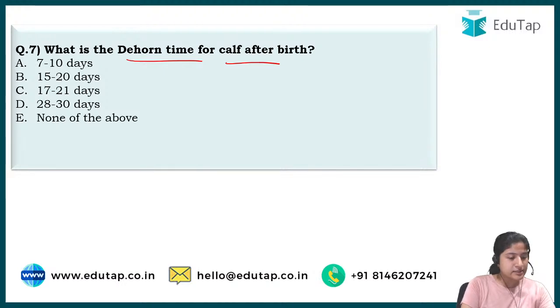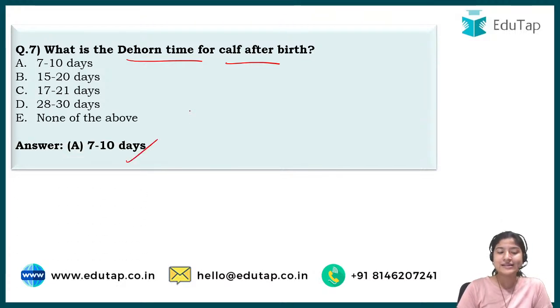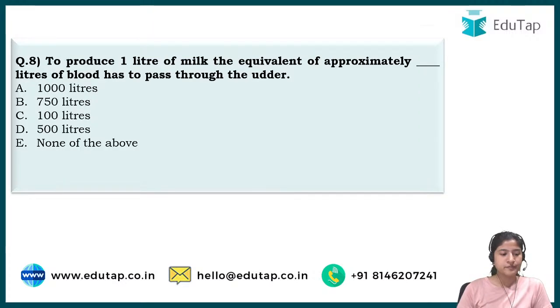And here in this case, let's see who is the first one to answer. Rishikesh says A, and then Akhil says B. So the correct answer is A only, that is 7 to 10 days. So in the 7 to 10 days time period, the horns are removed from the calf.